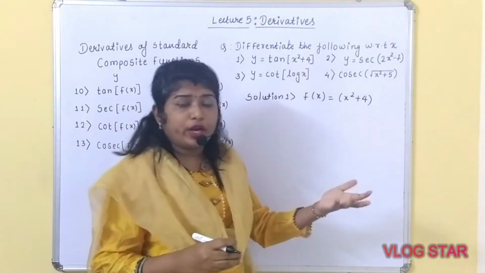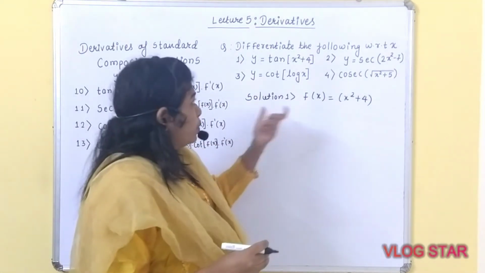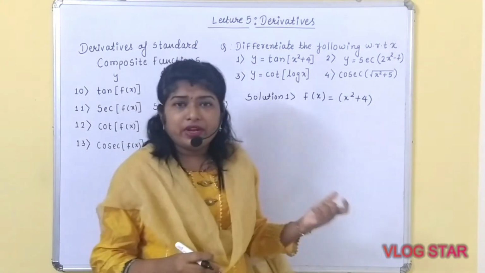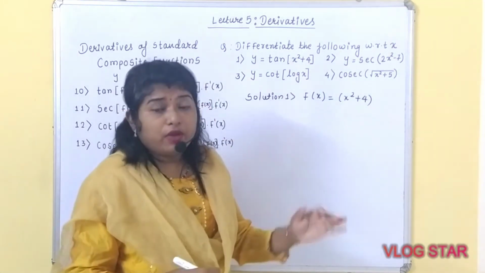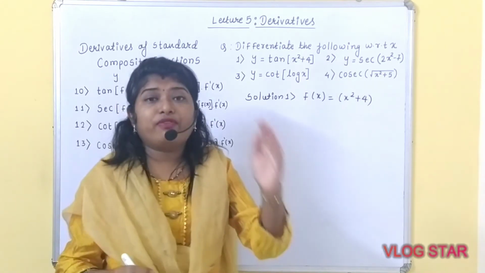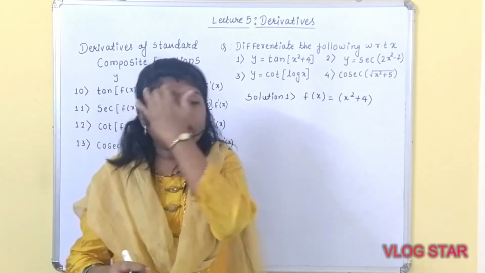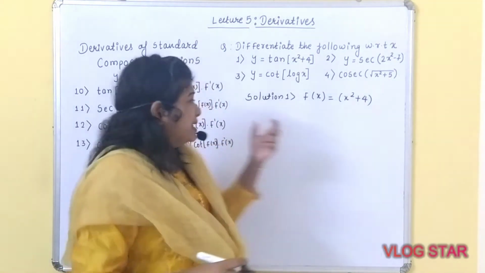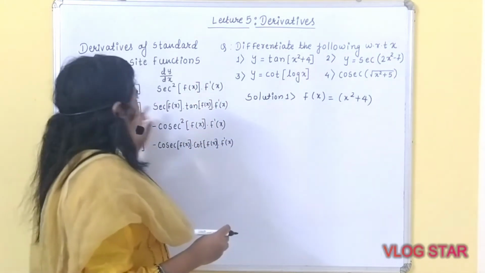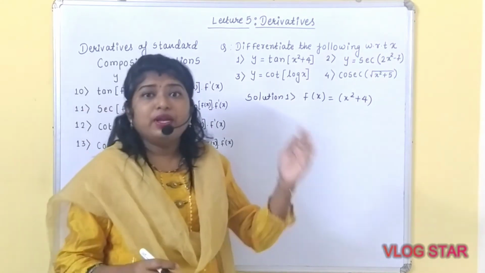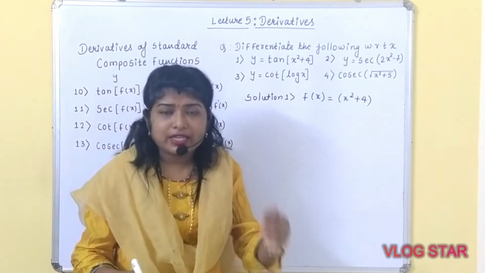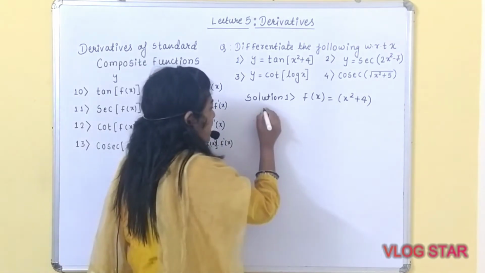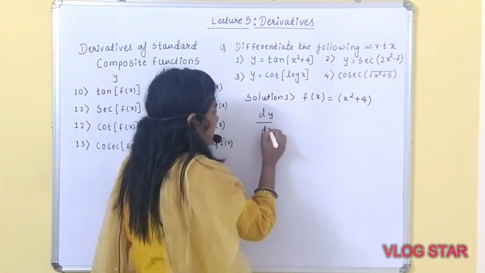The next step is to check whether we have a standard formula for the given function. Yes, we have a standard formula for tan f of x. So what is the derivative of tan f of x? We simply use: derivative of tan f of x is equal to sec square f of x into f dash of x. So we have to apply the standard result in this case.